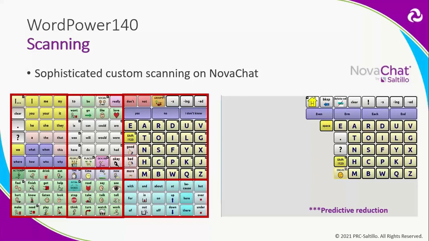So WordPower 140 scanning for the NovaChat has custom scanning. And so unlike the one I just showed that was just row column scan, the next file I'm going to show with 140, you can see how the blocks are arranged. And then when it goes into spelling, everything else disappears. So I call that predictive reduction, so that when you're spelling, it only focuses on what you're doing, just the keyboard.